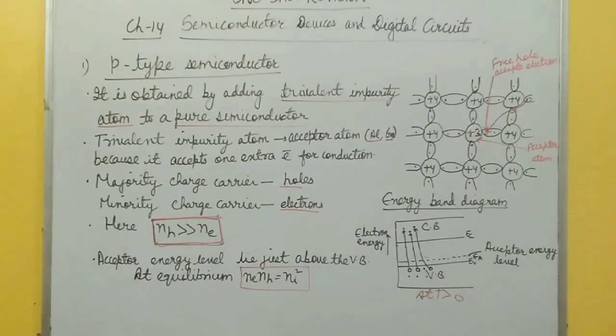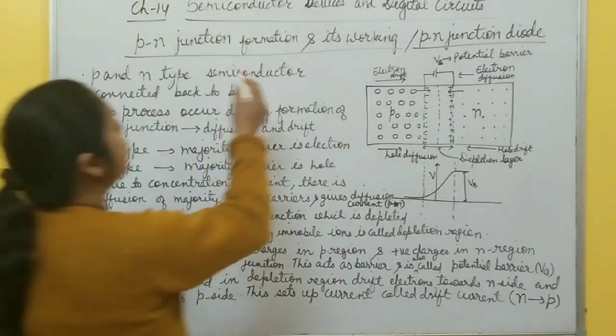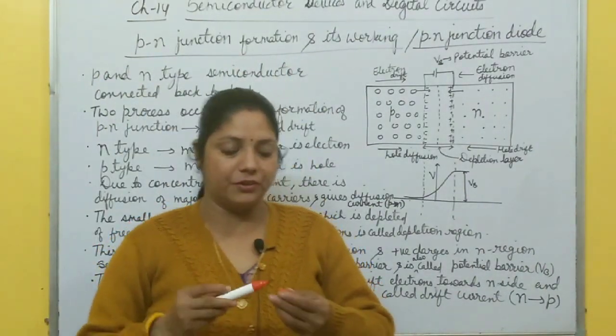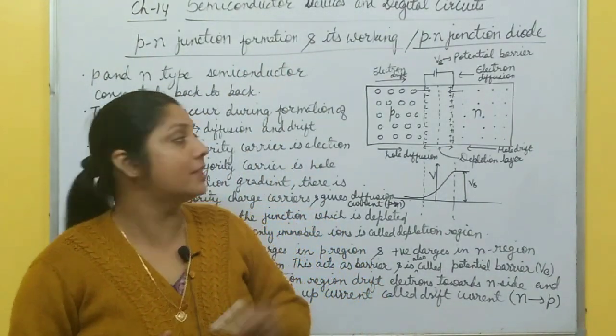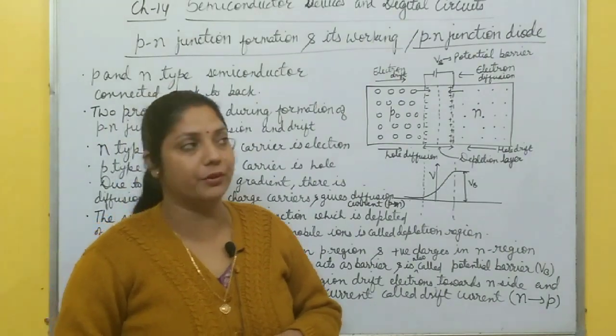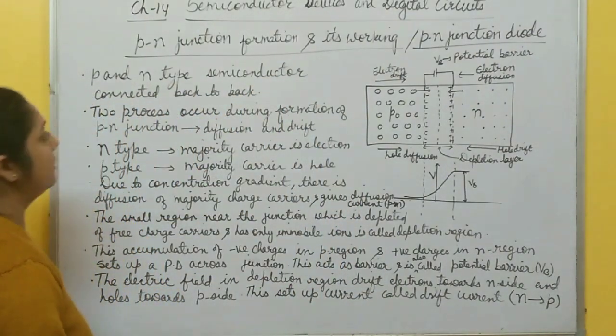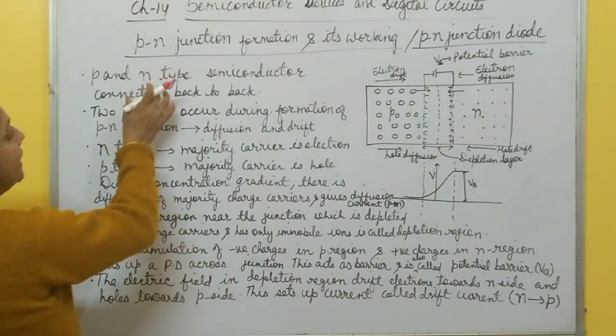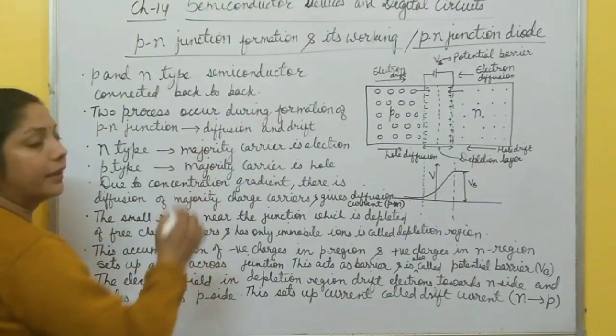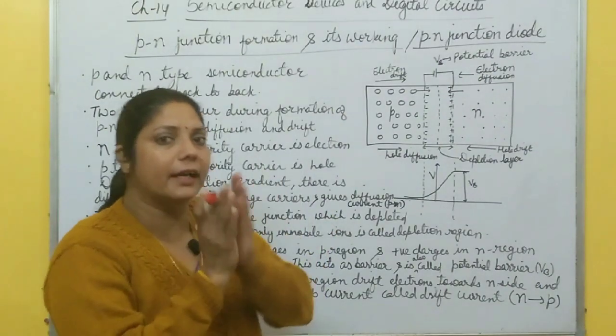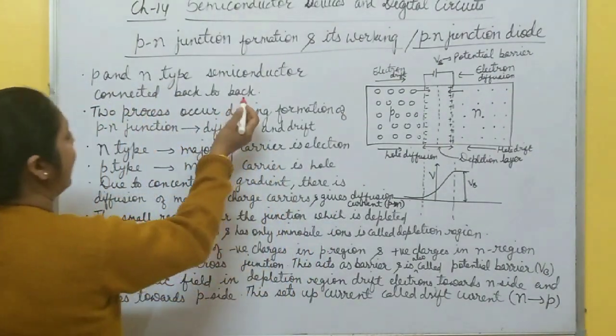Then we will move to the next topic, p-n junction formation. Now, p-n junction formation and its working, or you can say p-n junction diode. This topic is also very important, right? How p-n junction formation takes place. So what happens in this case: when p and n-type semiconductors are connected back to back, they are not connected directly, right? They are connected back to back.